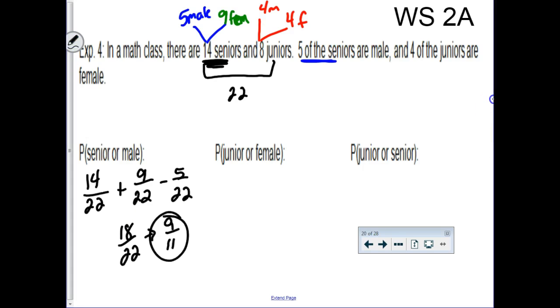So junior or female, you can use the formula, or we could skip the formula since we do have context. There are 8 juniors, and then you're going to add in these additional females from the non-junior group, this 9 senior females. So that's 17 over 22, which does not reduce. And then the probability of you being a junior or a senior in this class. That's all of them, so that's 100%. So write it as 1. You can say 100% if you'd like.